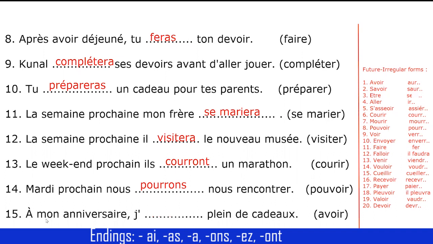The 15th: À mon anniversaire, je dash plein de cadeaux. Your verb is avoir. Avoir is an irregular verb. The stem will be AUR. After this R, we'll put the endings. À mon anniversaire, j'aurai plein de cadeaux. On my birthday, I will have lots of gifts.